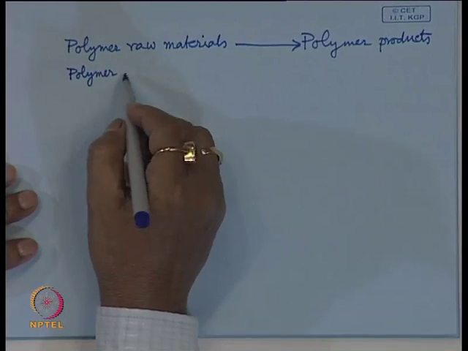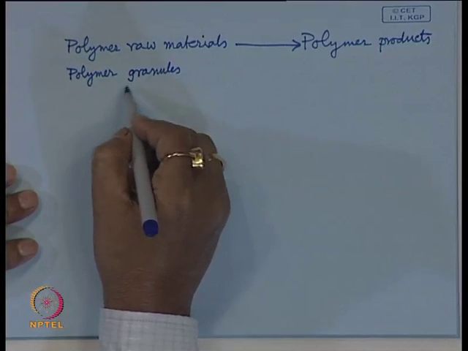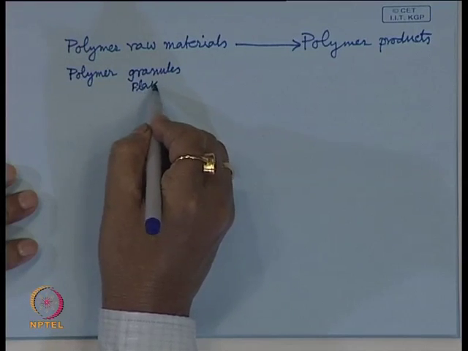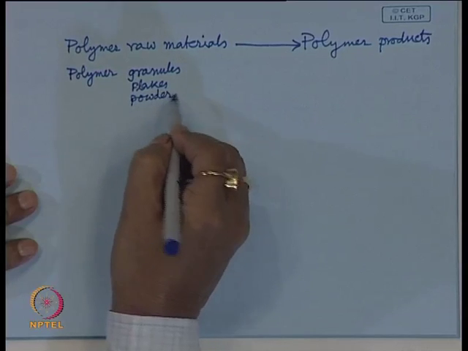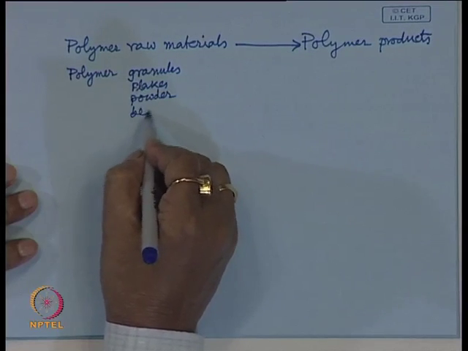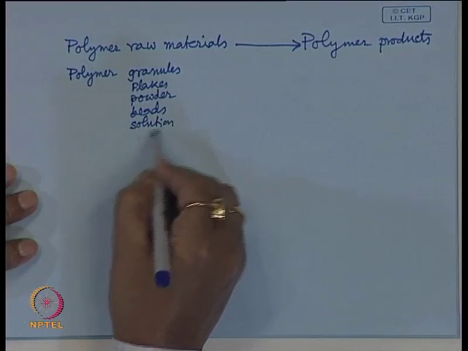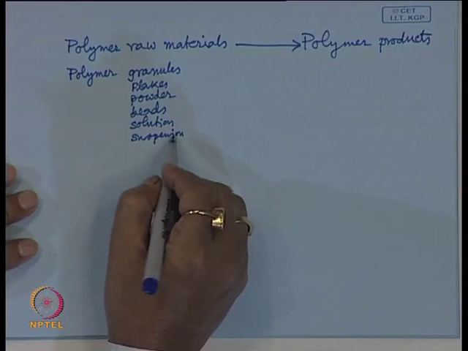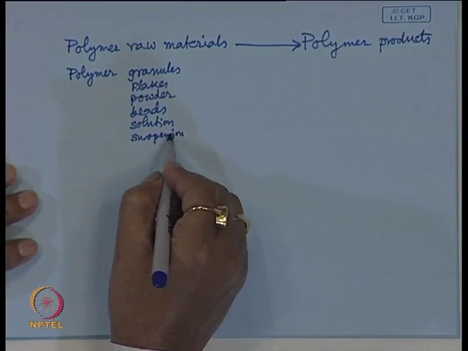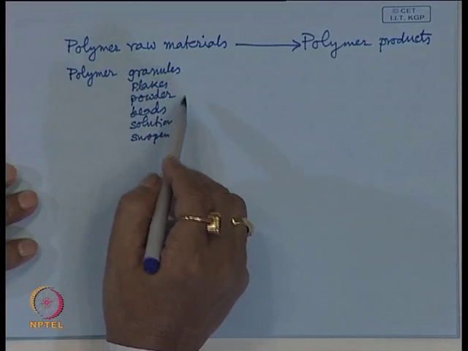Polymer in the form of granules, flakes, powder, beads, solution, suspension. So, the raw polymeric materials are available in these forms.